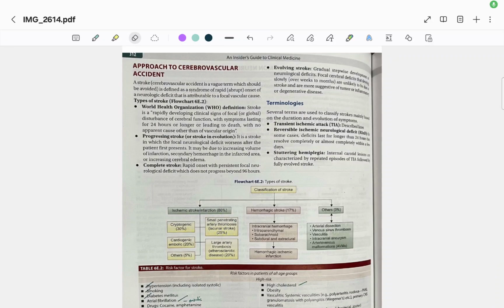Hello everyone. Today we are going to talk about what is stroke, what are the types of stroke, and how will you identify what type of stroke in a clinical examination or in a clinical case. Then what are the causes for stroke? How will you understand different terminology?